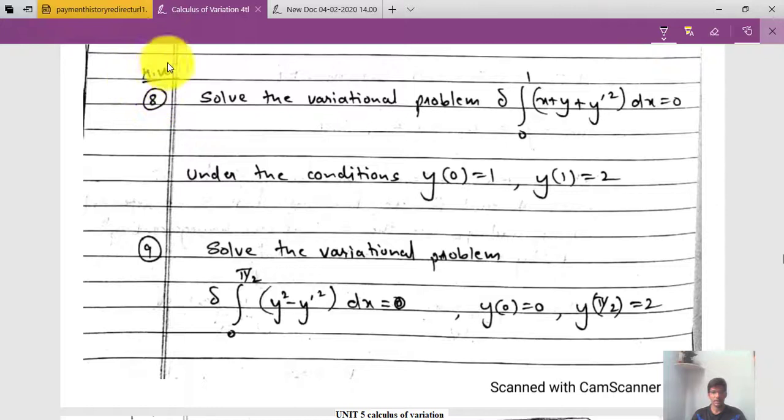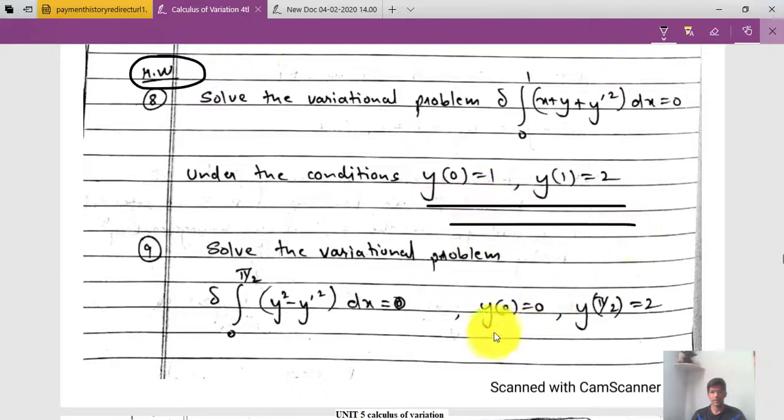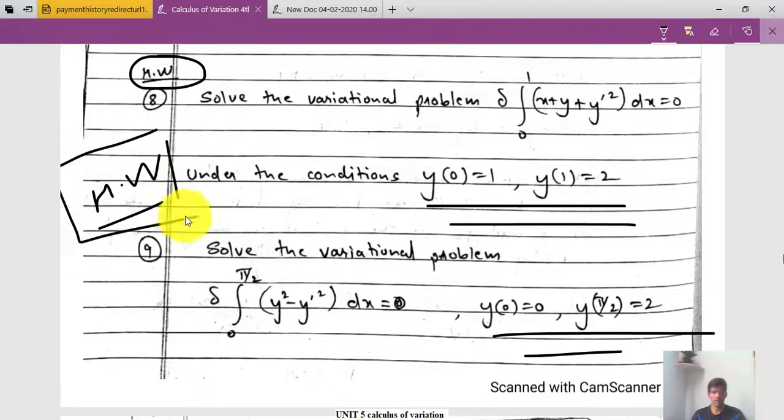Now take these problems for homework, that is, solve the variation of parameters problems with respect to the given conditions, and please show them to me in the class. If at any instant you are not getting the answer, you can tell me.